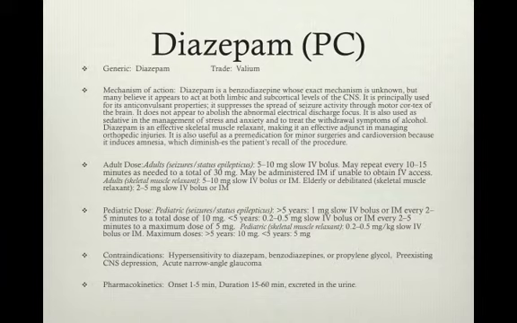Diazepam, this is a primary care drug. Generic on this is Diazepam, and the trade name is Valium. Mechanism of action, I'll make this simpler rather than reading that. It is a GABA agonist. It's a benzodiazepine and GABA agonist. We use it for CNS depression. This will cause a calming effect. It decreases the amount of action potential that you have in the cell.